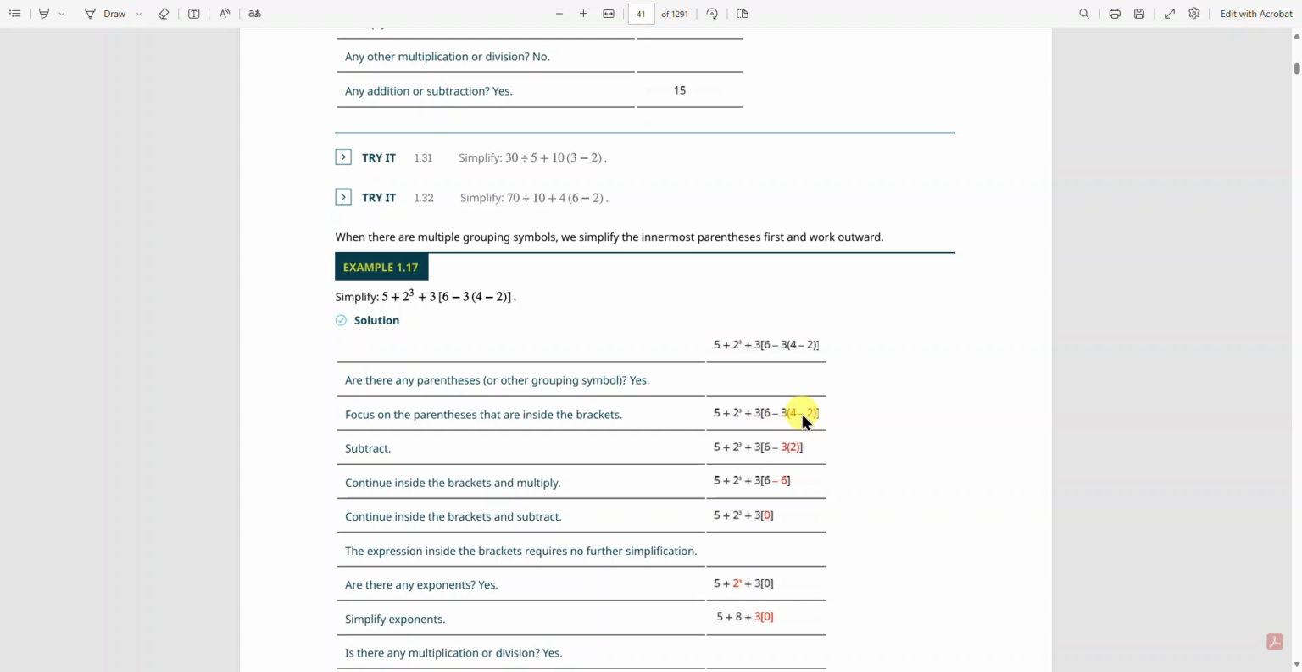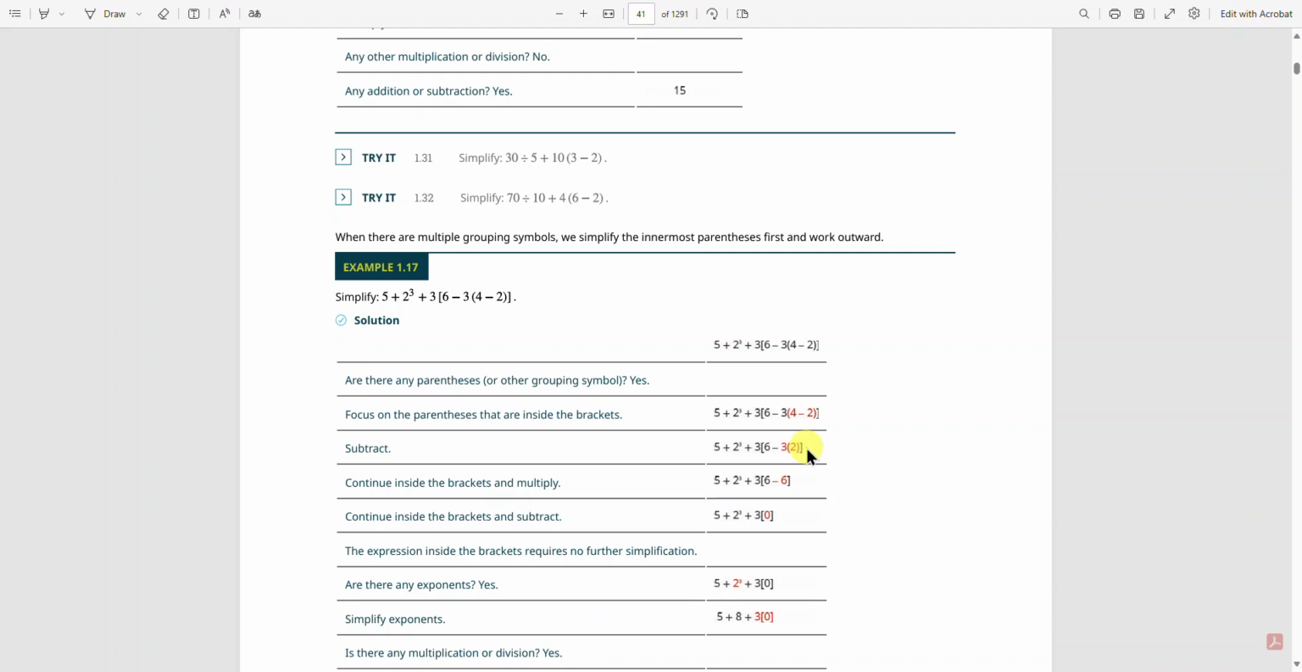We simplify that parenthesis first and write 3 times 2. We then look at this again and we ask, okay, what's next? What's the next thing we should do? Well, the next thing would be, again, to work with groups. And since we've got brackets here, we should take care of these brackets next.